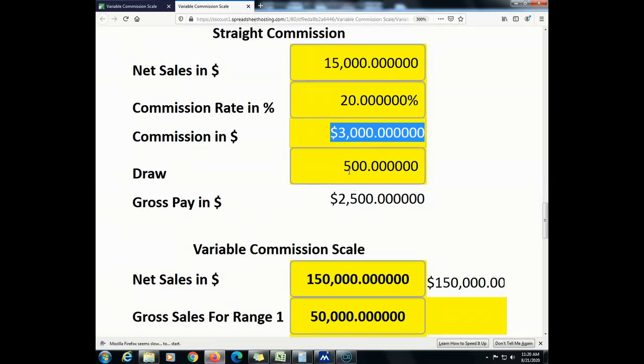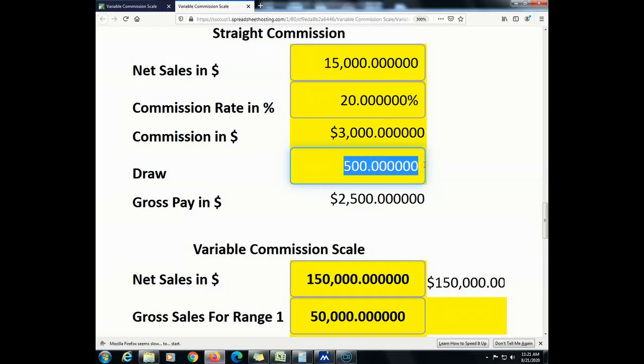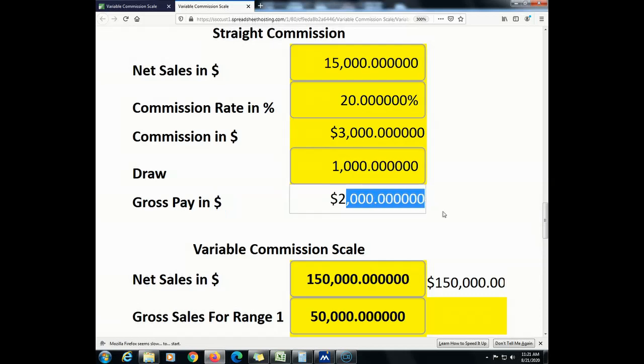Now, should you get an advance on that commission, for you to purchase material samples for demos, for example, this is called a draw. For your draw, let's say your advance is $1,000. Using this figure, your gross pay comes to about $2,000.